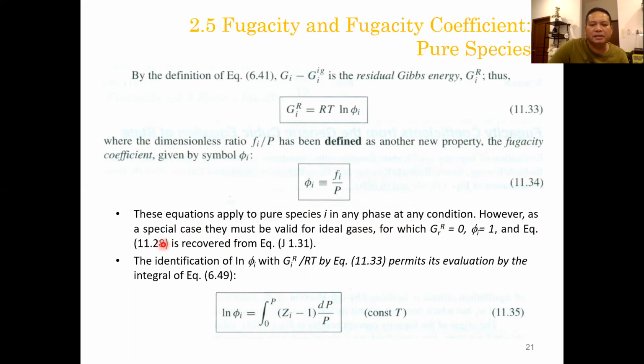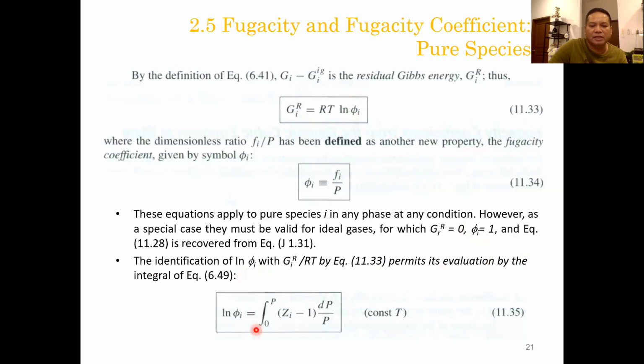However, as a special case, it must be valid for an ideal gas. For an ideal gas, as I mentioned, it is similar to the actual gas; the actual gas and ideal gas will be the same, so G^R should be 0. When this is 0, phi should be 1, isn't it? Because e to the power of 0 is 1. So the application of this equation permits evaluation by the integral of equation 6.49.